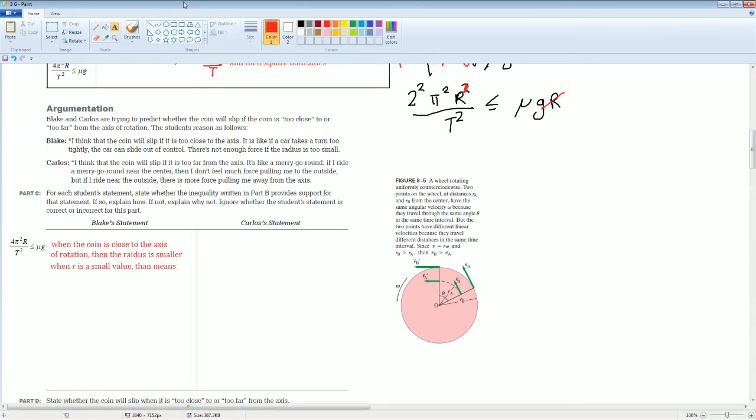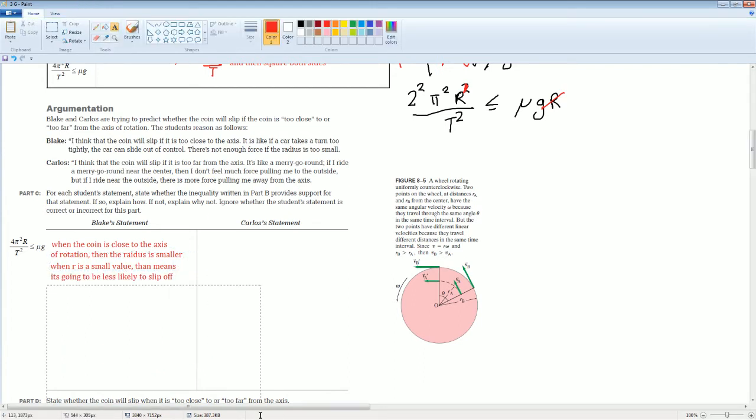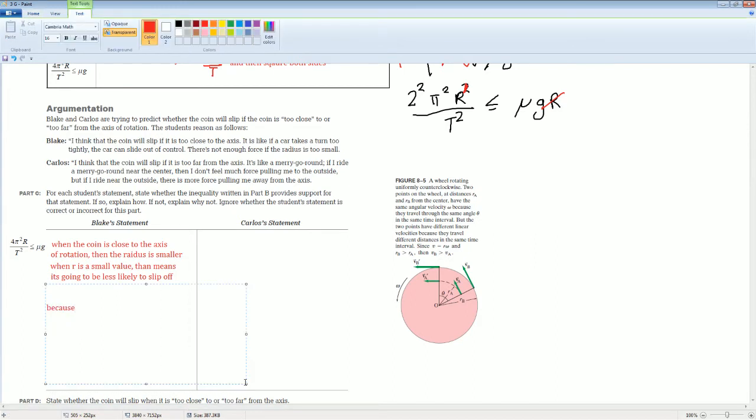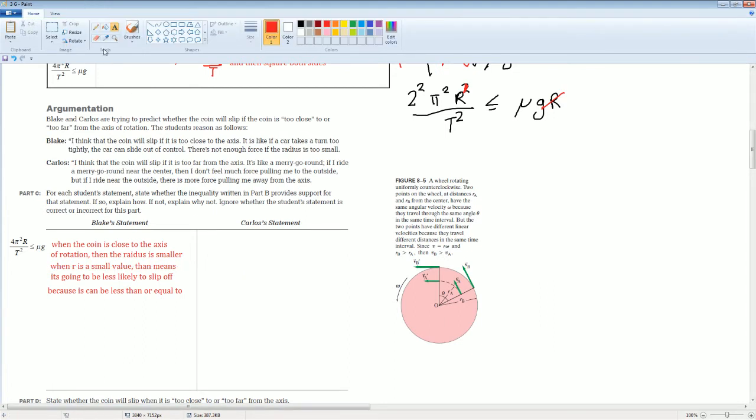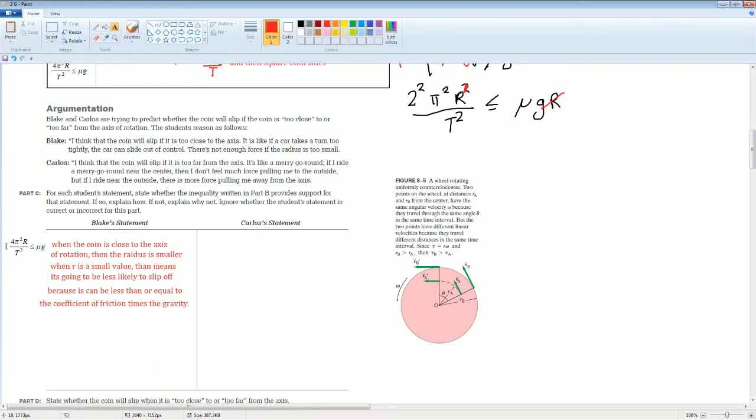that means it's going to be less likely to slip off because it can be less than or equal to the coefficient of friction times the gravity. Okay, there you go. That's the complete explanation. Look at it.